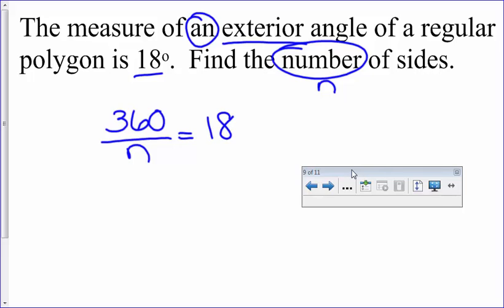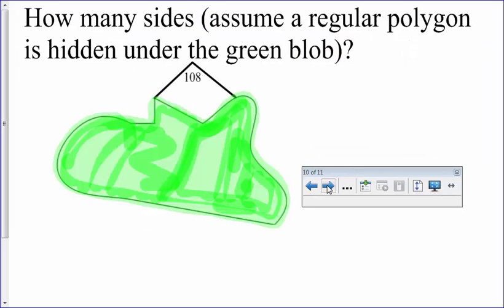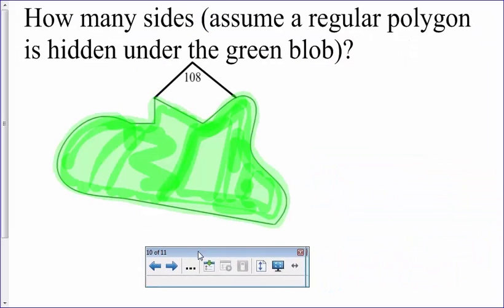So if you remember when we were solving the trig ratios, if the variable's on the bottom, all you've got to do is switch places. So that happens here too. So now we have 360 divided by 18. And you just plug that in and that will be your n. So n in this instance is 20. So that's the number of sides. This is a 20-gon.